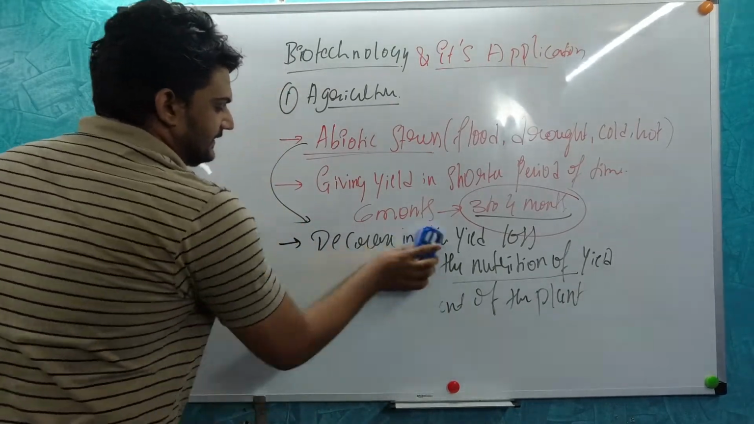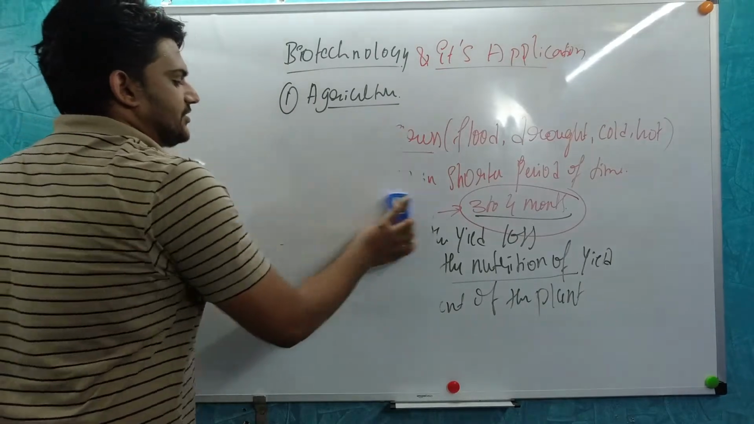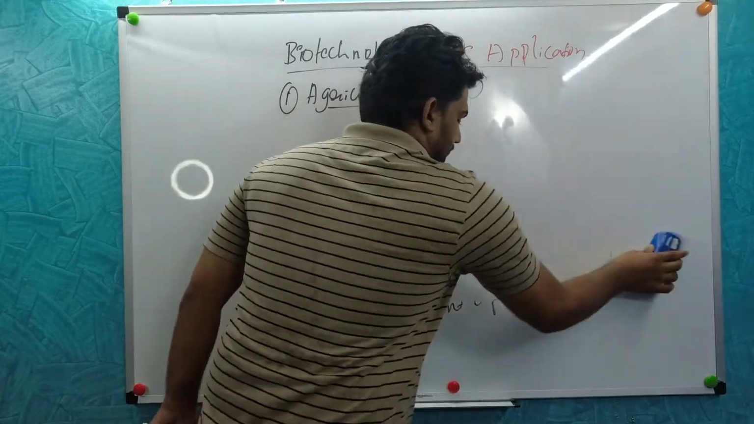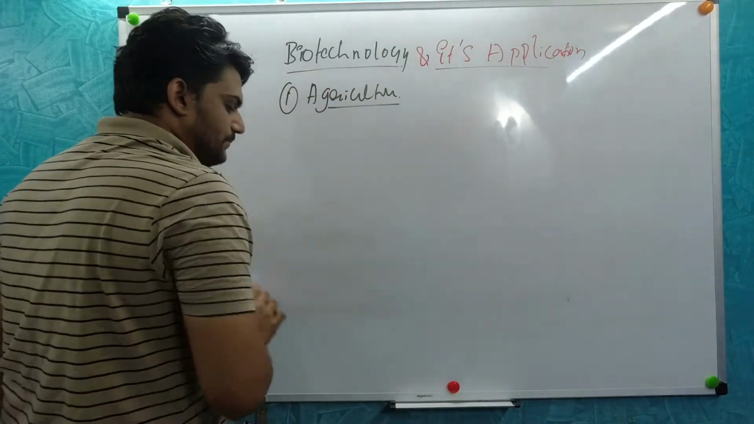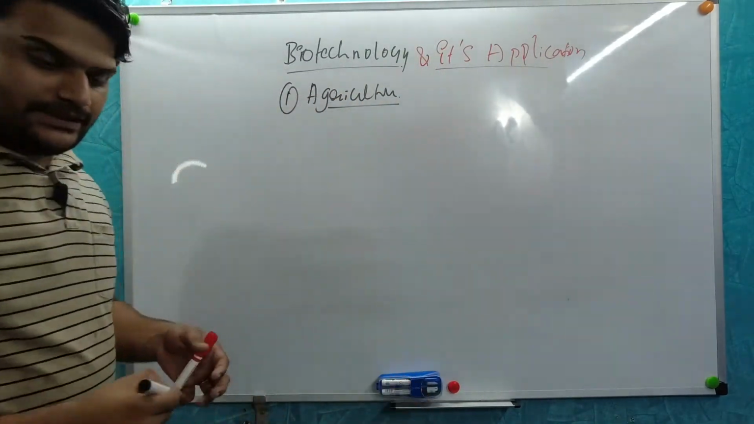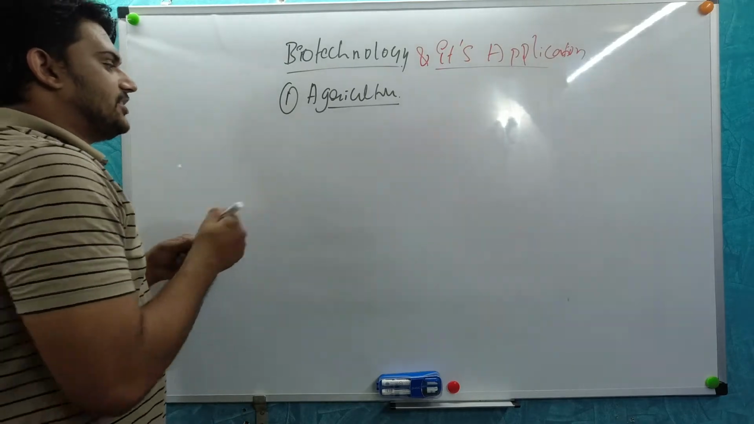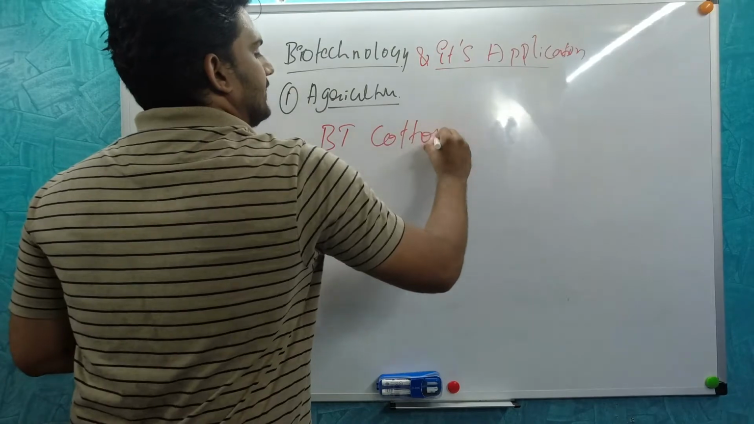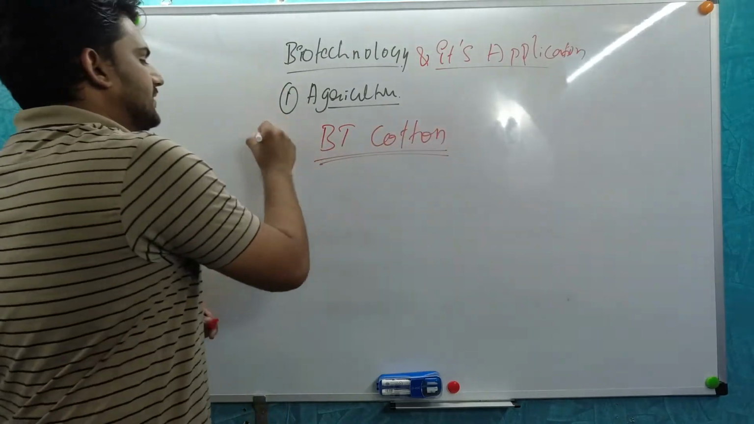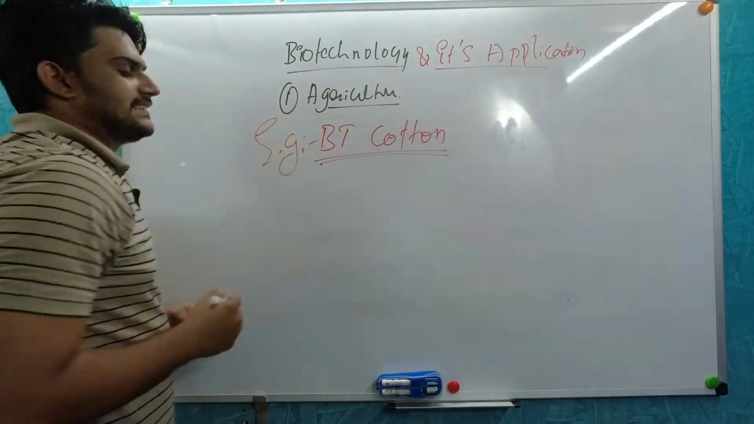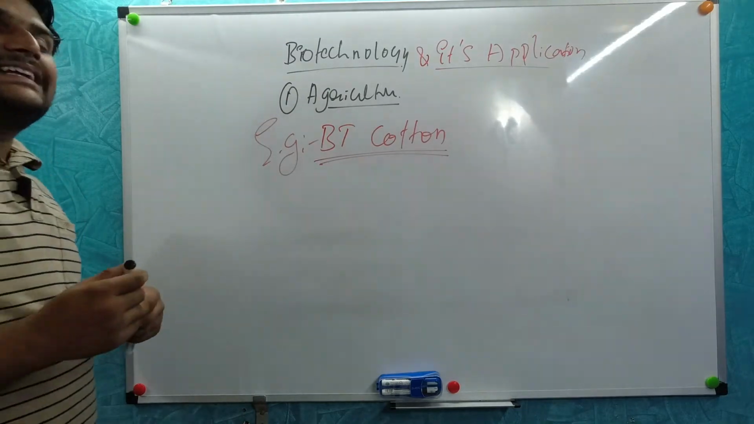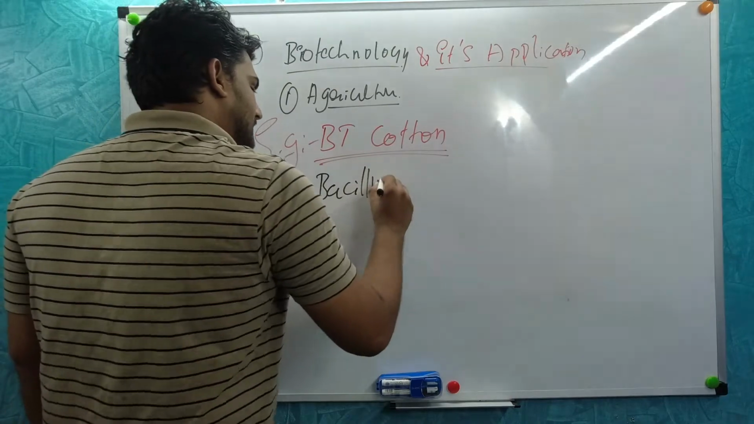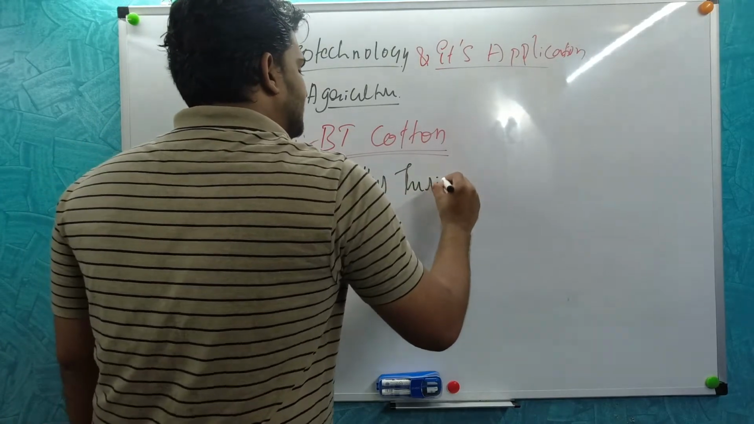That is Bacillus thuringiensis. Directly, if I come to the example, the example given was BT cotton. This is the direct example given for you in agriculture, one of the examples. BT cotton. What is BT? That is Bacillus thuringiensis.